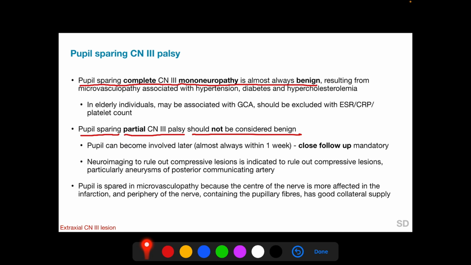And neuroimaging is indicated in a partial CN3 palsy even if it spares the pupil, to rule out compressive lesions. The most important being aneurysm of a posterior communicating artery, the most important etiologic implication of a pupil-involving third nerve palsy. In microvasculopathy, there is sparing of the pupil, because in a microvasculopathic infarction, the center of the nerve is relatively more affected, but the periphery of the nerve, which contains the pupillary fibers, has good collateral supply and is relatively spared.